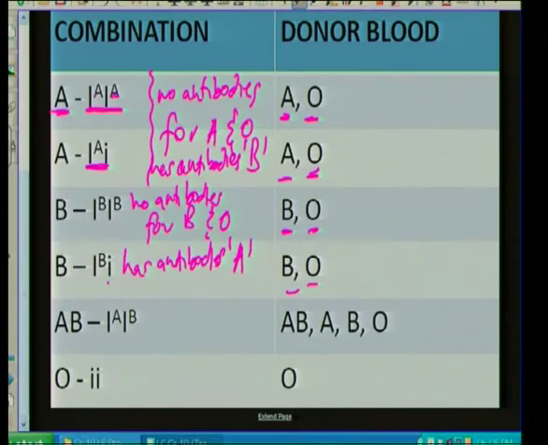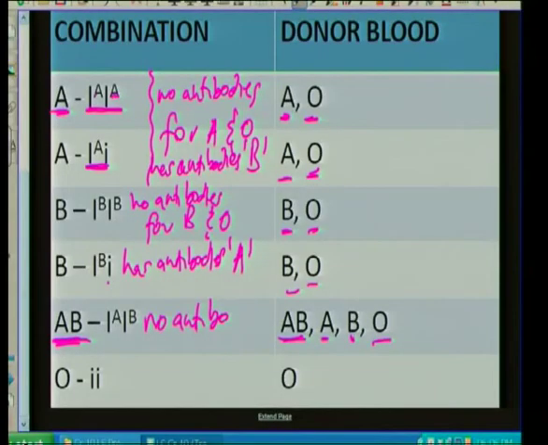Look at this interesting combination. IA IB, that is blood group AB. This person can get AB blood, A blood, B blood, and O blood. So you can obviously make the conclusion: if a person can get A, AB, B, and O, they can get all the blood. So what does that mean? Yep, you got it right. It means he does not have any antibodies, because he's got A and he's got B.